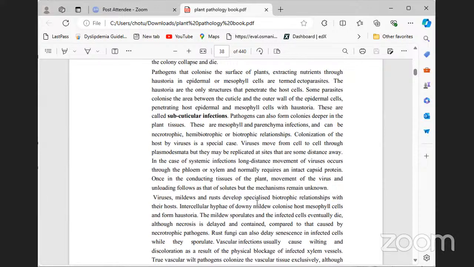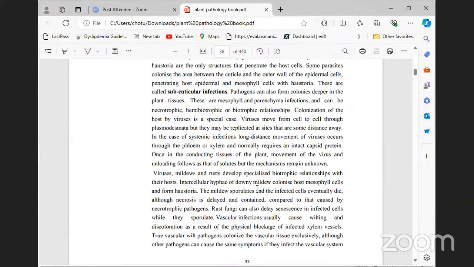Colonization of the host by viruses is a special case. Viruses move from cell to cell through plasmodesmata, but they may be replicated at sites some distance away. In the case of systemic infection, long distance movement of the virus occurs through the phloem and xylem. This normally requires an intact capsid protein. Once in the conducting tissues, the movement of the virus and the unloading follows that of solutes, but the mechanism remains unknown.